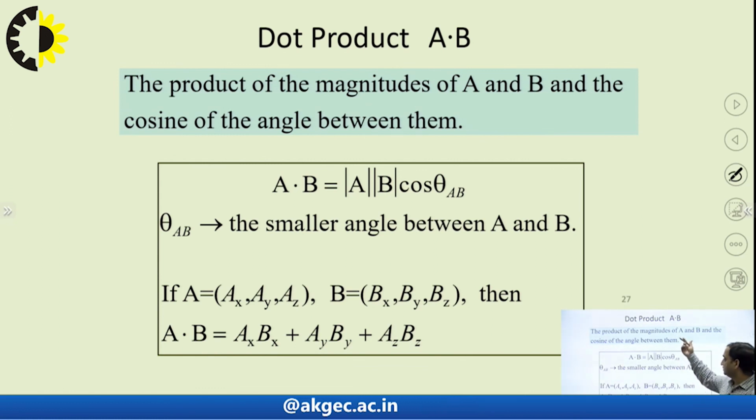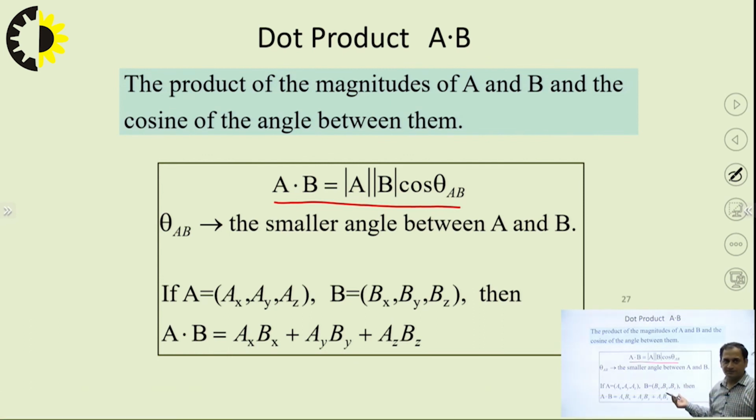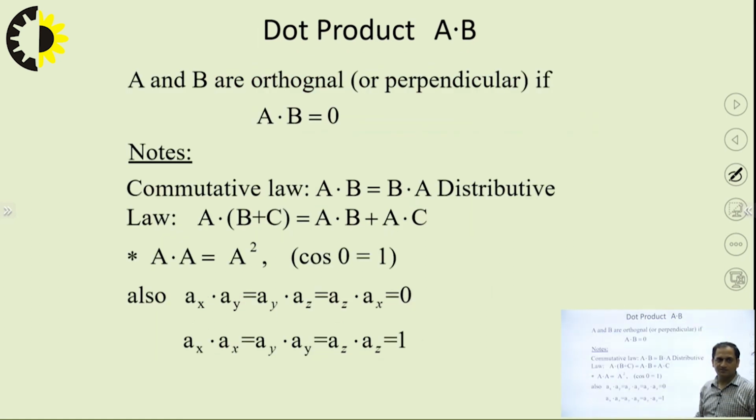How do we define the dot product of A and B? A dot B is very simple: mod of A, mod of B, cos theta AB, where theta AB is the smaller angle between vector A and vector B. Or simply you can take the component multiplication: AX BX plus AY BY plus AZ BZ. Okay, so these are some properties of the dot product. A dot B is equal to 0 when two vectors are perpendicular to each other. It follows the commutative law and the distributive law as well. Also, A dot A is equal to A square.